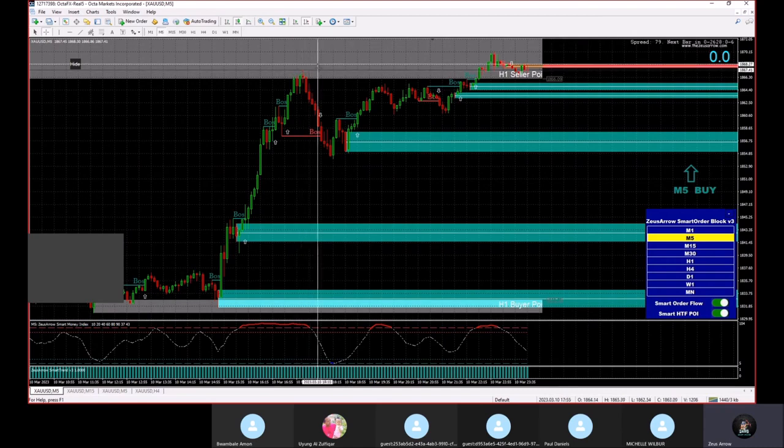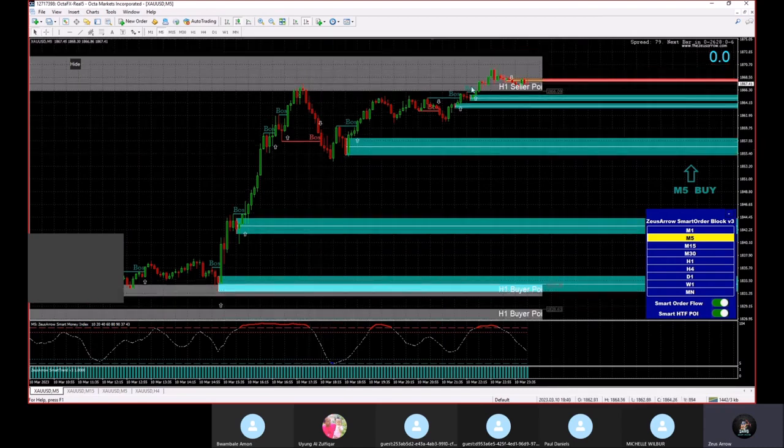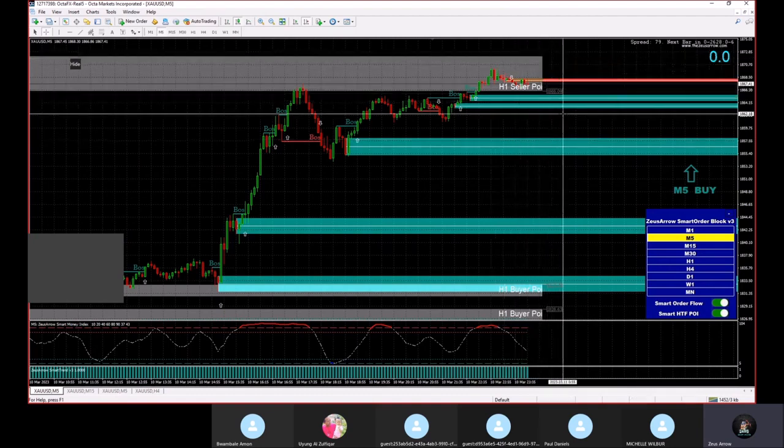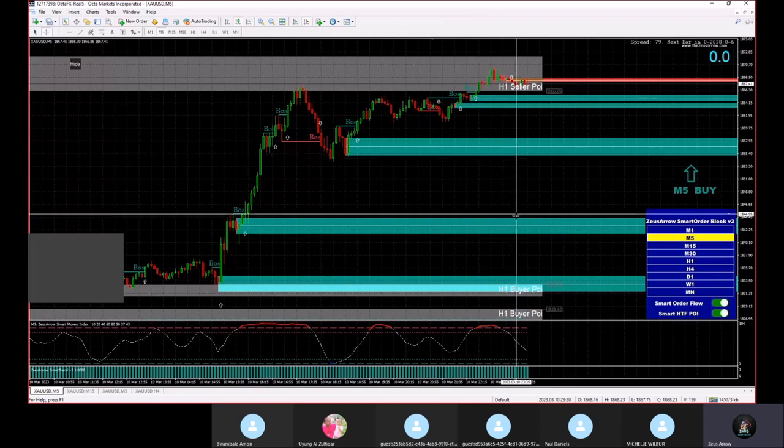The price dropped from the H1 seller POI, so it showed that okay, there are sellers here. But if you are looking for a sell, we need a confirmation. Always wait for a 5-minute breakout structure inside a buyer or seller POI. Use that breakout structure for entry. Use that order block inside a seller POI, and you will automatically have a strike rate of 2 or 3 out of 5. You can test it out by yourself.